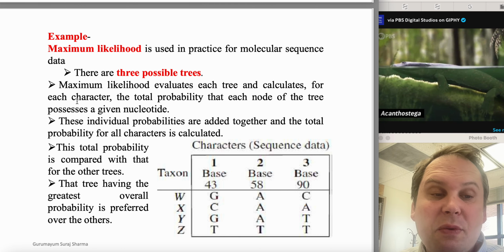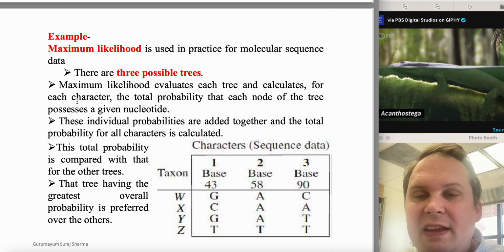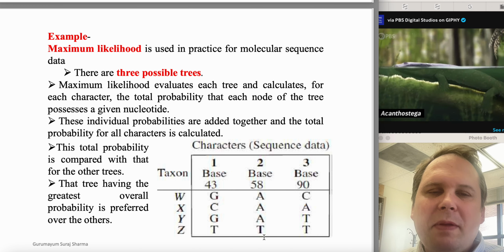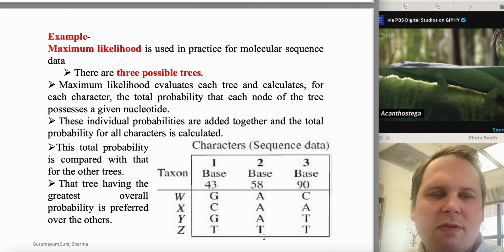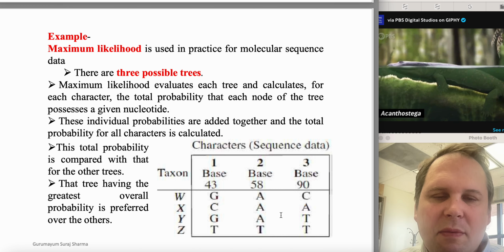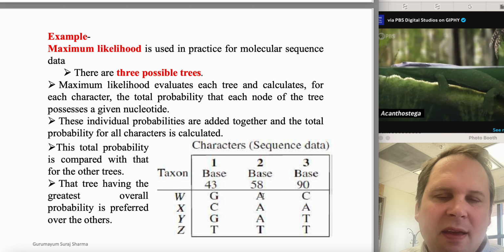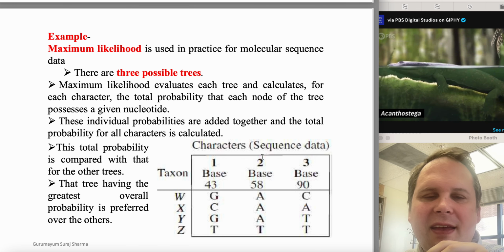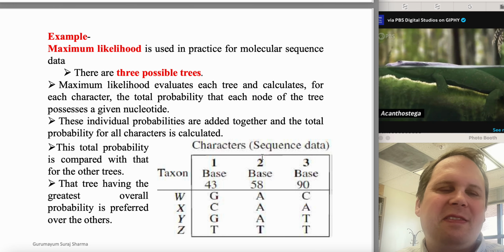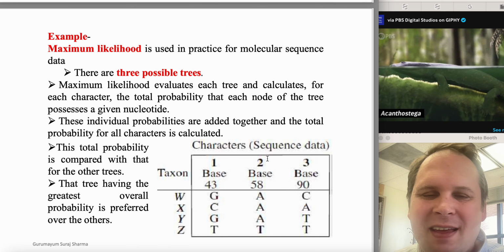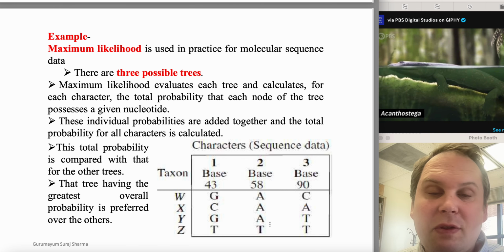Maximum likelihood is going to evaluate each possible tree and calculate for each character, like base 43, 58, or 90, the total probability that each node on the tree possesses a particular nucleotide. So it's going to make a tree and say, okay, what's the probability that base 58 is going to be an A? The answer is 0.75 probability. So instead of storing a sequence, which is just going to be A, which may be wrong, but that's what we did in the maximum parsimony model, we're going to say it's 75% A and 25% T.